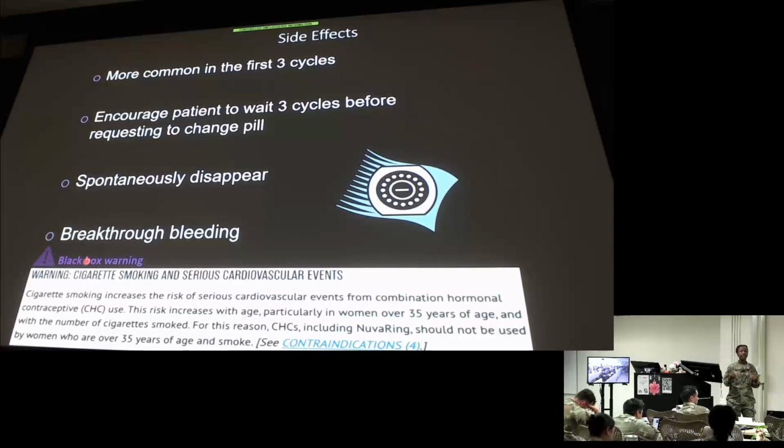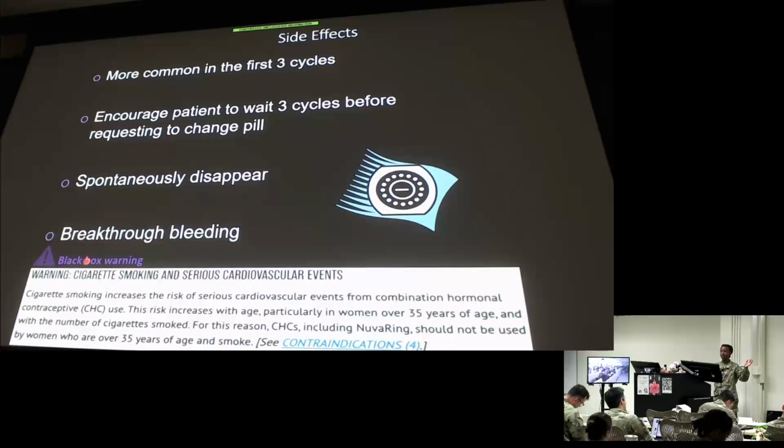If I come in and I'm complaining to you, I'm having breakthrough bleeding, and you're like, I've only had you on this for a month and a half. Hang in there, okay? I have to wait until 3 months or 3 cycles for you to see if this is going to work for me. And seriously, magically, sometimes the symptoms will just disappear after that 3 months, if it is a good contraceptive for that woman that you put on it.